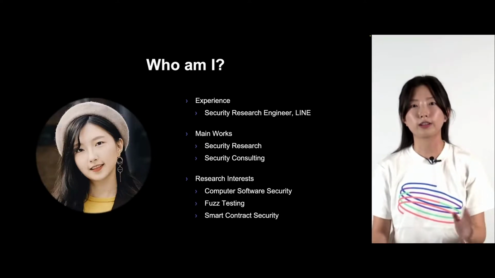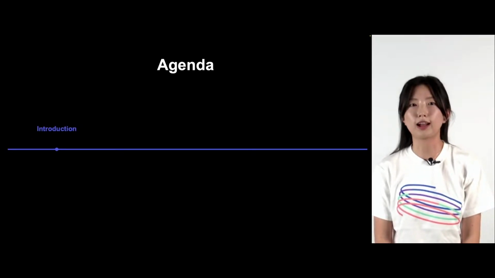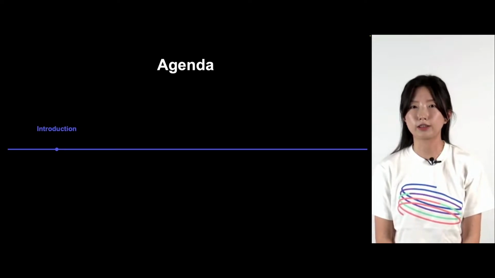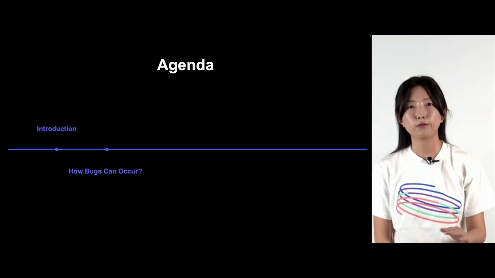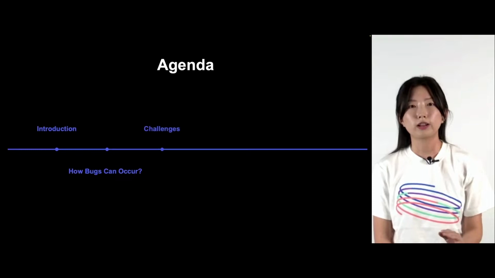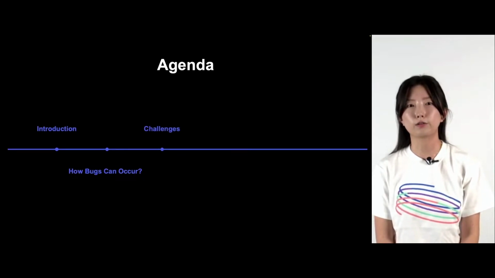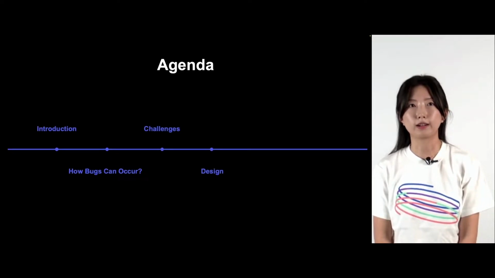Next is the agenda of my presentation. In the introduction, I would like to talk about the background of the project, and I'll talk about how bugs are generated in CosmWasm. And then I'll talk about some of the obstacles that we met during the project, what we did to resolve these, and how the project was designed. And then I will summarize.